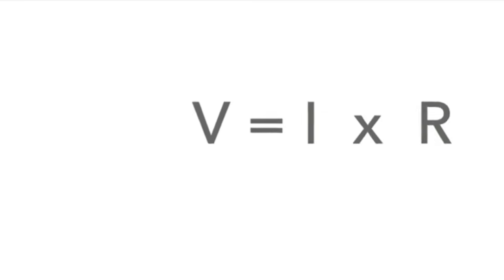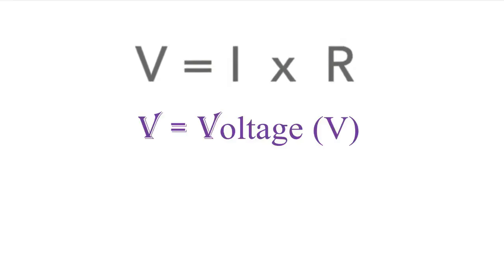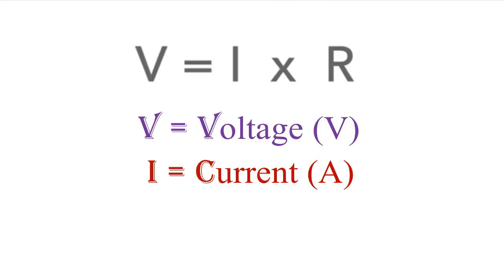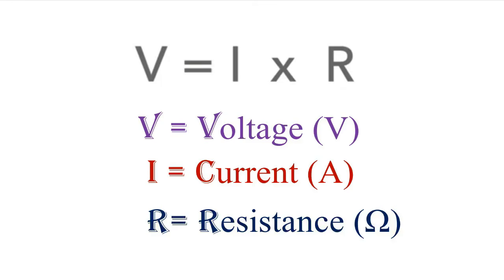The formula is V equals I multiplied by R, where V is the voltage in volts, that is the push that moves electrons through the circuit. I is the current in amperes, the amount of electron flow, and R is the resistance in ohms. That means how much the circuit resists the flow of current. You can arrange the formula to find any of the 3 values.